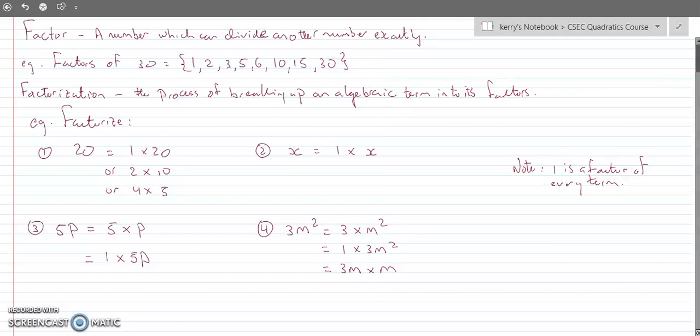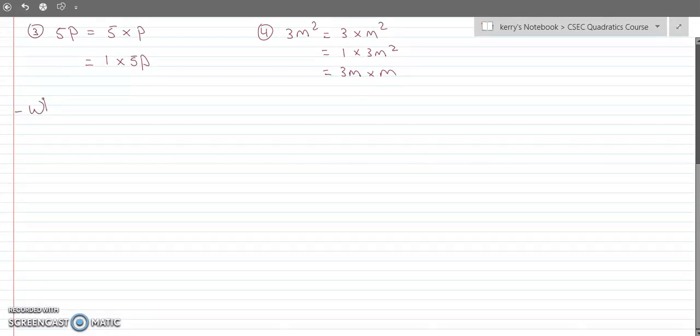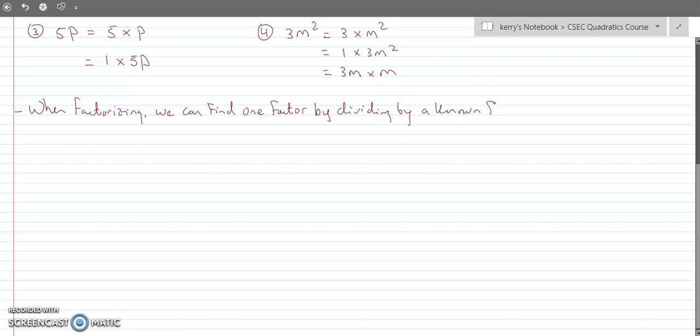We're not thinking in fractions and things. So something to consider when factorizing: we can find one factor by dividing by a known factor. So for example, factorize 4p. If we're factorizing 4p, we want to break it up into at least two factors. We know that 4 is a factor of 4p. So how do we get the other factor? We take 4p divided by 4 and that will give us p. The 4's will cancel to give us p.